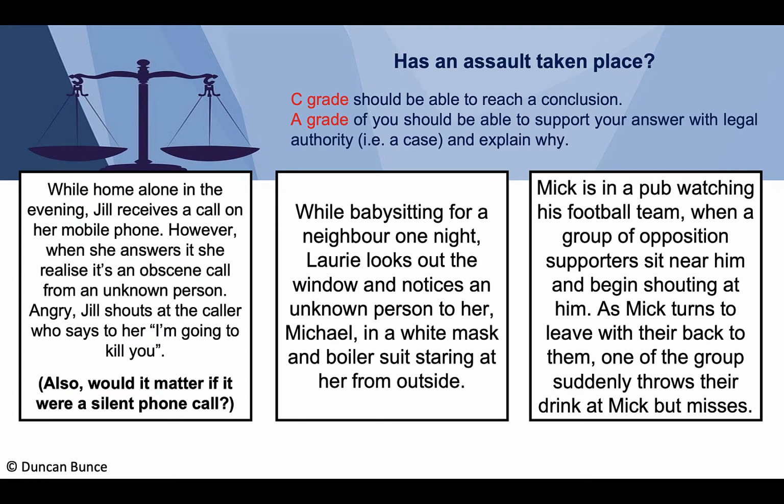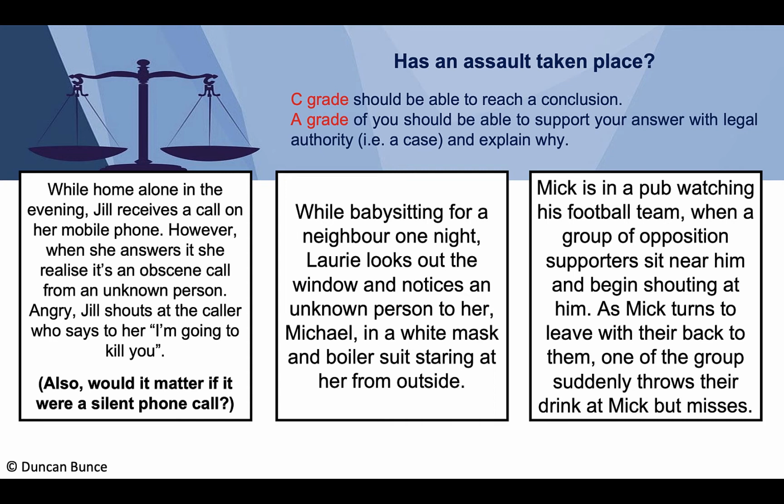Now, some scenarios for you to look at for whether an assault has taken place. So first one we have here, I'll read these out, and then of course you'll feel free, if you'd like, to pause the video and have a go yourself with what you know. While home alone in the evening, Jill receives a call on her mobile phone. However, when she answers it, she realizes it's an obscene call from an unknown person. Angry, Jill shouts at the caller, who says to her, "I'm going to kill you." And I've put here, also, would it matter if it were a silent phone call?